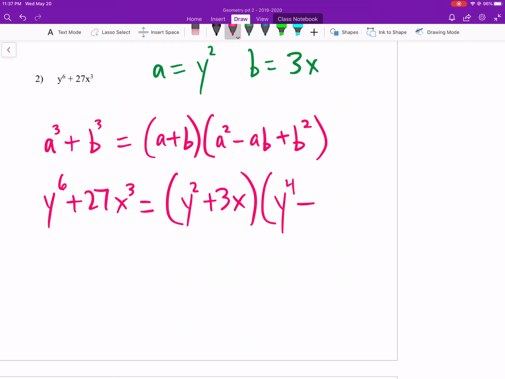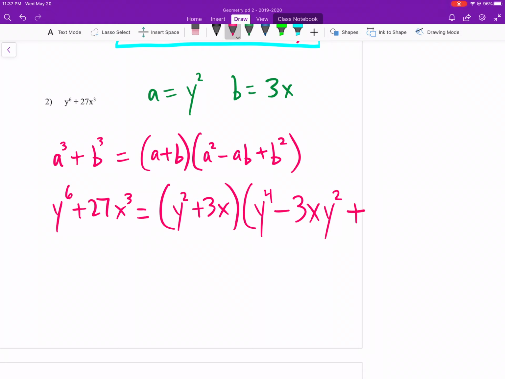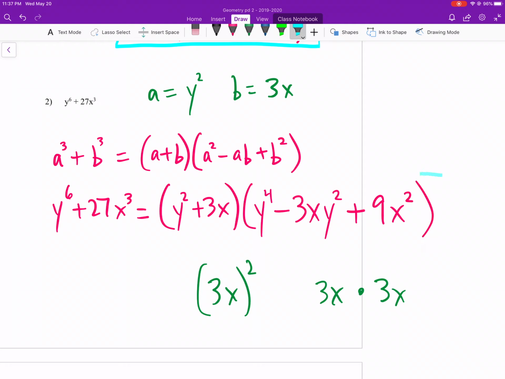Now minus a times b, which is y squared times 3x. Remember, the number usually comes first, so it's really 3x times y squared, so 3xy squared. That's a and b multiplied together, plus b squared. b is 3x, and we need to take that and square it. So that's 3x times 3x, which is equal to 9x squared. Close your parentheses, and you're done.